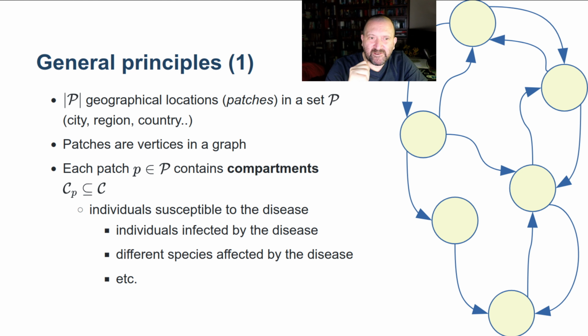Each patch contains compartments. These compartments are, in the sense of what I was saying before in earlier lectures, compartmental models. So, for instance, an SIR model would have susceptible, infectious, and recovered or removed compartments, whereas an SLIRS model would have susceptible, latent, infectious, and removed. There can also be different species affected by the disease. So we think of those compartments as being very, very generic. It's anything that is in the spatial location and that we want to model.